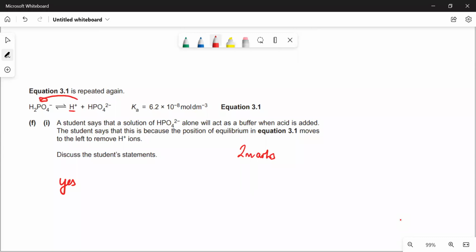I think you also need to say until all of the HPO4 2- is used up. It will only act as a buffer as long as you still have some of that left. As soon as that's all used up, then it will stop buffering.